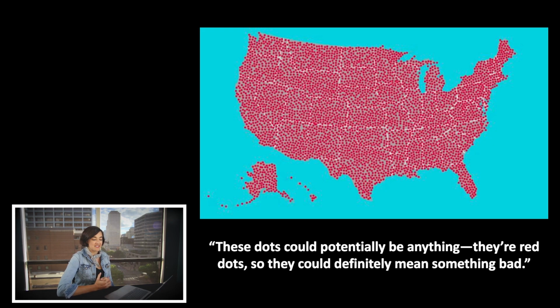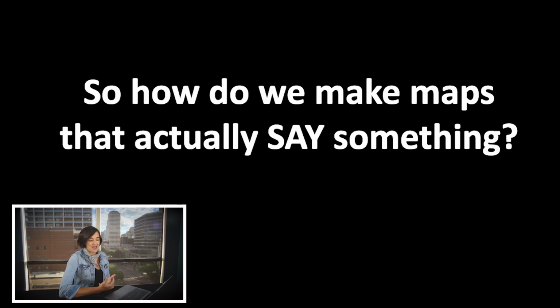So this map is from a satirical site, but many maps that you see online say just as little as this one. In this case, it's a bunch of red dots, and they could potentially be anything, but they're red dots, so they definitely mean something bad. We're going to talk about making data maps that actually say something instead of saying nothing.